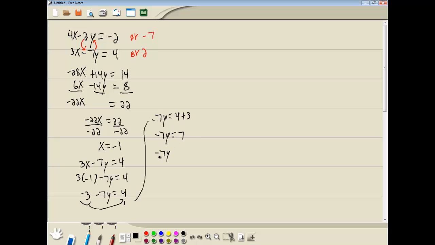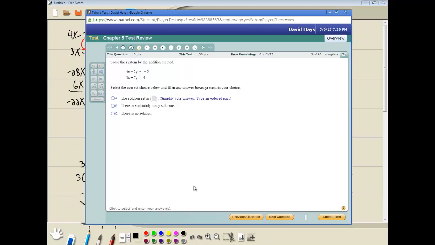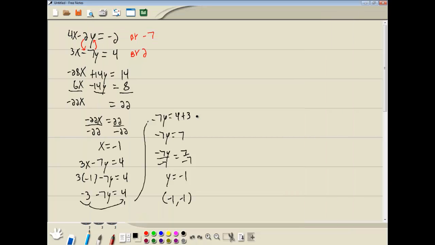Divide both sides by negative 7. And we get y is equal to negative 1. So negative 1, negative 1 will be our answer. Okay. Now let's do it on the calculator the easier way. Again, we'll drop our x's, y's, and equals, keep the numbers in their signs. So I got 4, negative 2, negative 2, 3, negative 7, 4.